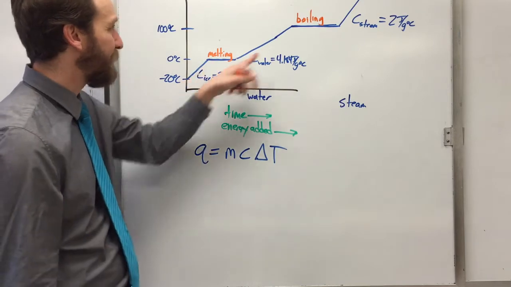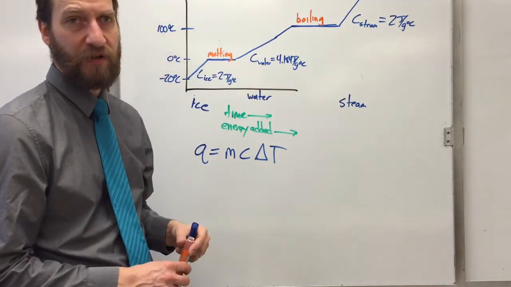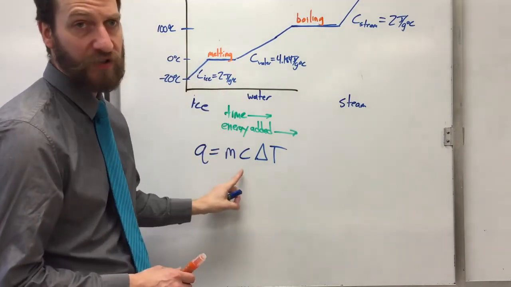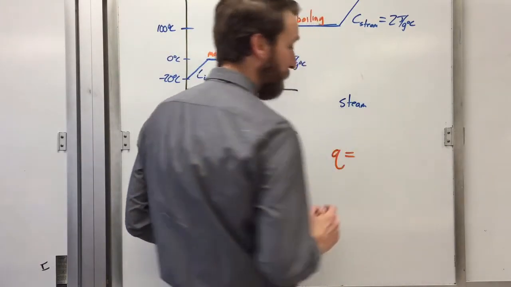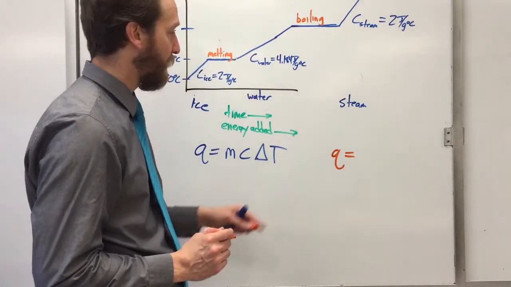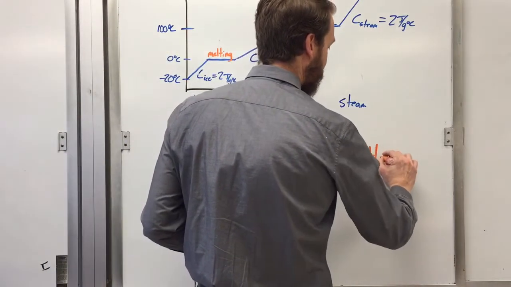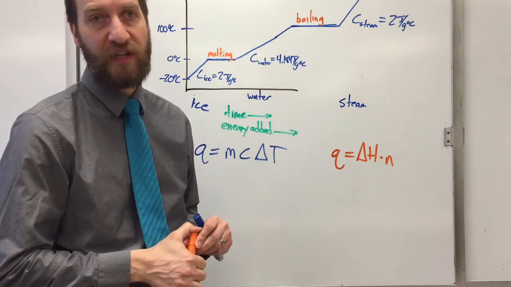All right, but in this melting and this boiling portion, we don't have a change in temperature. We know we're still adding energy, but we're not changing in temperature, so this equation doesn't work. So we need a new equation to calculate the amount of heat. Well, the equation we're going to use is Q equals delta H times n. So delta H is a change in enthalpy.